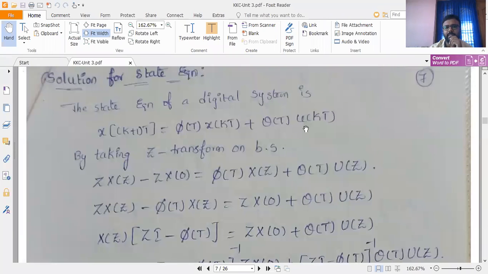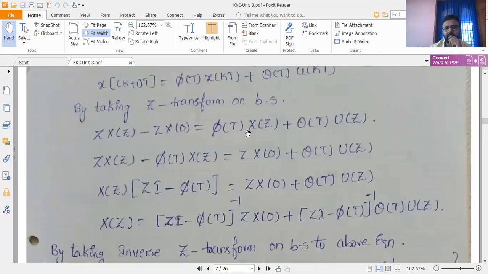Just taking the Z transform on both sides, with the consideration of the initial conditions, we are going to get zX(z) minus zX(0) is equal to φ(T)X(z) plus θ(T)U(z). So just taking this X(z) to this side, zX(z) minus φ(T)X(z) is equal to zX(0) plus θ(T)U(z).